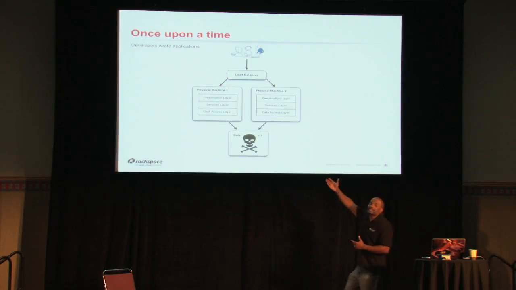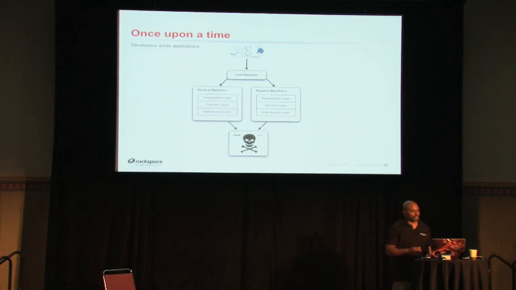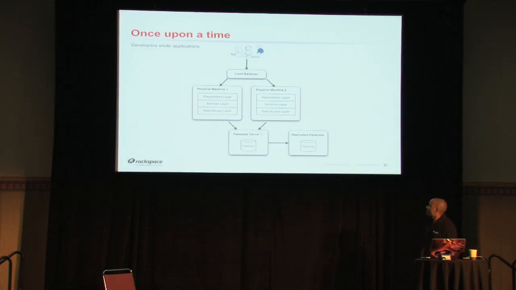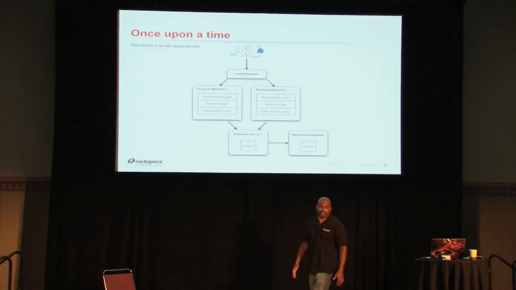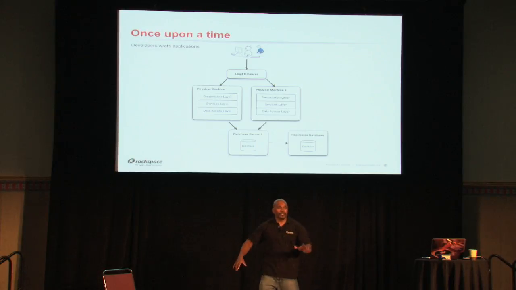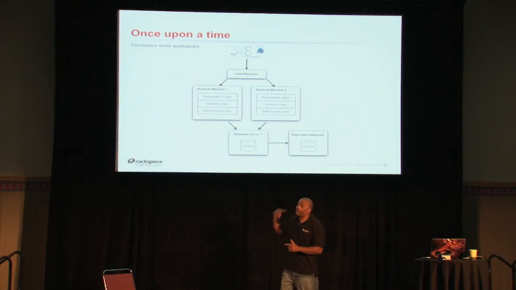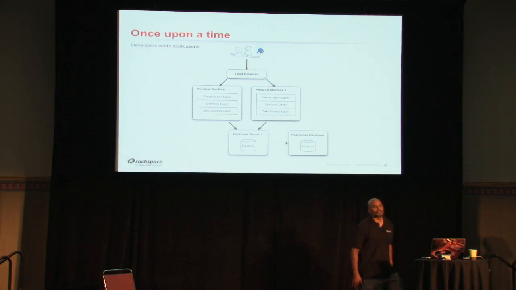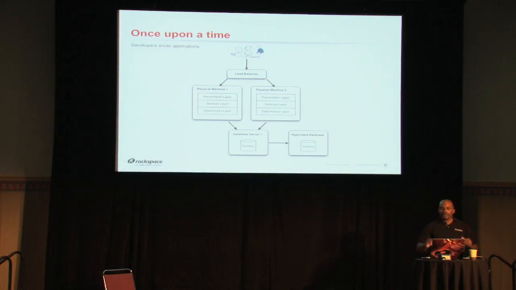All right, so we lose this database server, and then I'm still in trouble. So what did we end up doing? We have this replicated database now, all right? So now I got a load balancer, two application servers, a database server, and I'm replicating that database to another server just in case something falls over. Whew. Now I'm good. My app is humming.